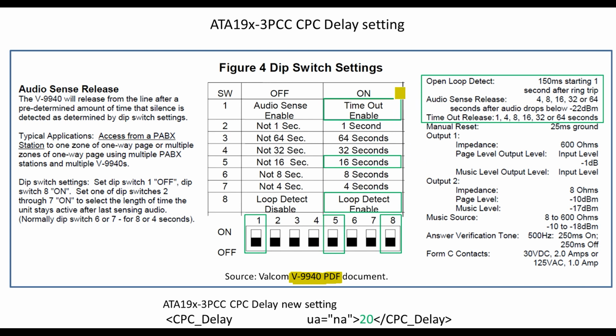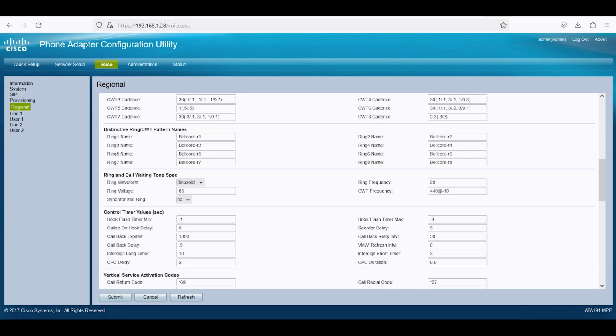In this scenario, we have the unit configured with dip switch 1 on, dip switch 5 on, and dip switch 8 on. The specific one we're really focused on is number 5, which is the amount of seconds the unit will delay before it actually hangs up the call. If we take a look at the bottom left corner, we'll notice the default CPC delay is 2 seconds.